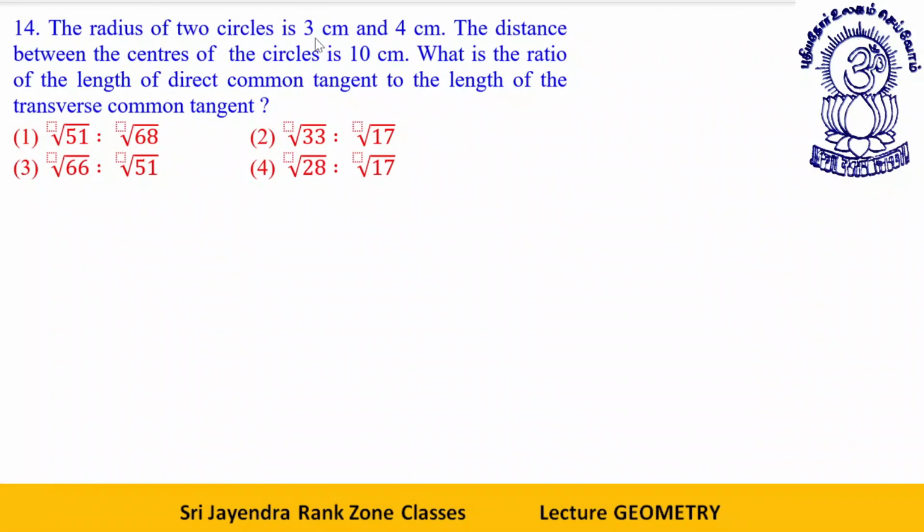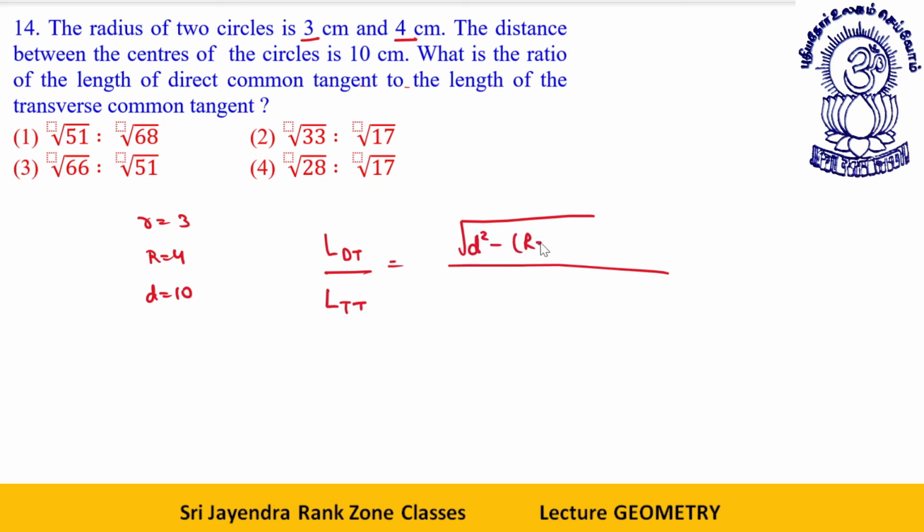The radius of two circles is 3 and 4 centimeter. One r is 3, the other r is 4. The distance between the center of the circles is 10. D is given to you as 10. What is the ratio of the length of direct common tangent to the length of transverse common tangent? See, direct common tangent L DT versus L TT. Okay, this will be equal to what?